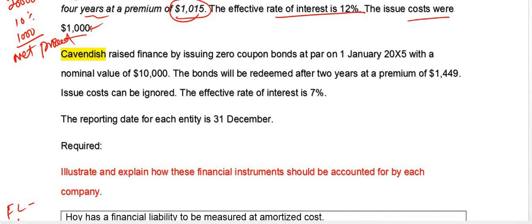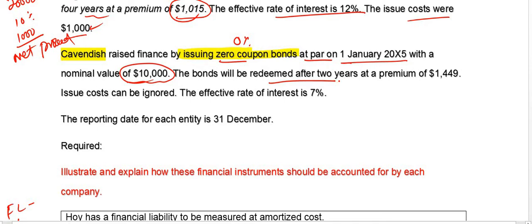They issue some zero coupon bond, meaning there is no cash payment. You must know that if there is zero coupon, there is no cash payment. On 1st Jan 2005, with a nominal value, the bond will be redeemed. So it will be redeemed at up to 2 years.